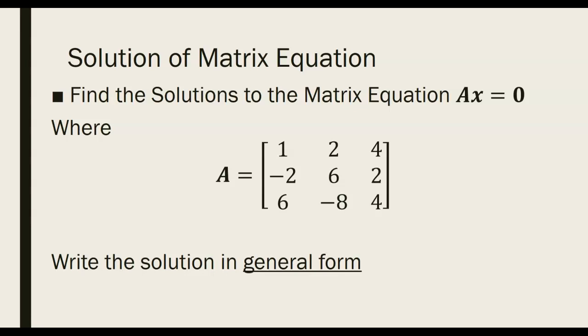Now, let's find the solutions to the matrix equation AX equals 0, where A is this matrix: 1, 2, 4 as the first row, negative 2, 6, 2 as the second row, 6, negative 8, 4 as the third row. Once we find solutions to that matrix equation, remember there's at least going to be one, hopefully there's more, we're going to write the solution in the general form. So I want you to push pause on the video and try that out. Find the solutions to the homogeneous matrix equation using this matrix here.